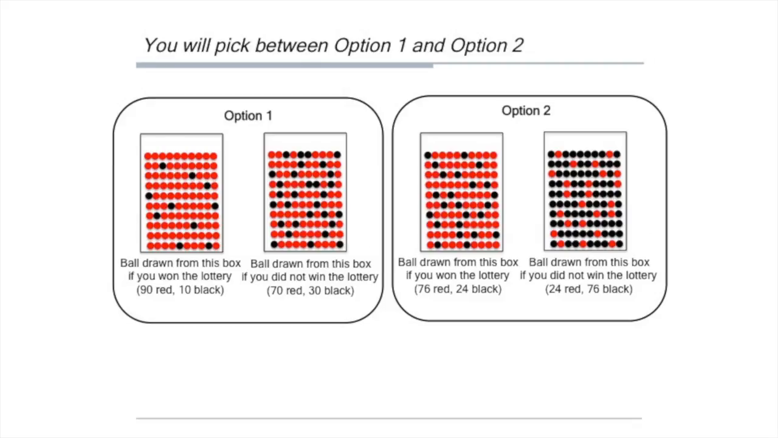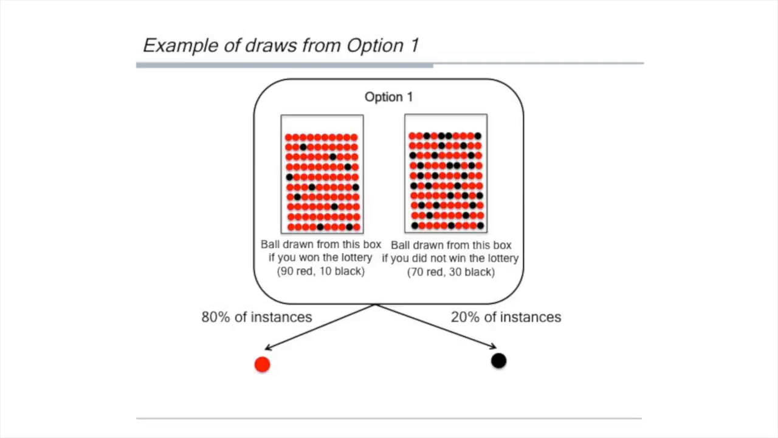Now let's think about what type of information these options can provide. Let's first take option 1. You can expect to see a red ball 80% of the time and a black ball 20% of the time from this option, because half the time the computer will draw a ball from the left box where 90% of the balls are red, and the other half the time the computer will draw a ball from the right box where 70% of the balls are red. So, on average, 80% of the time the computer will draw a red ball from option 1.